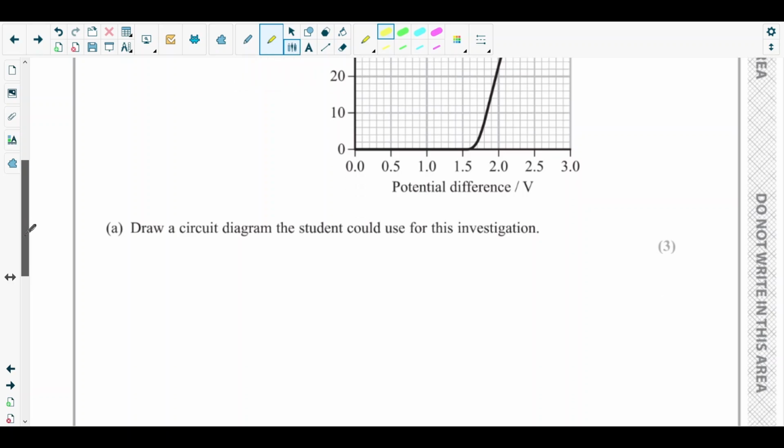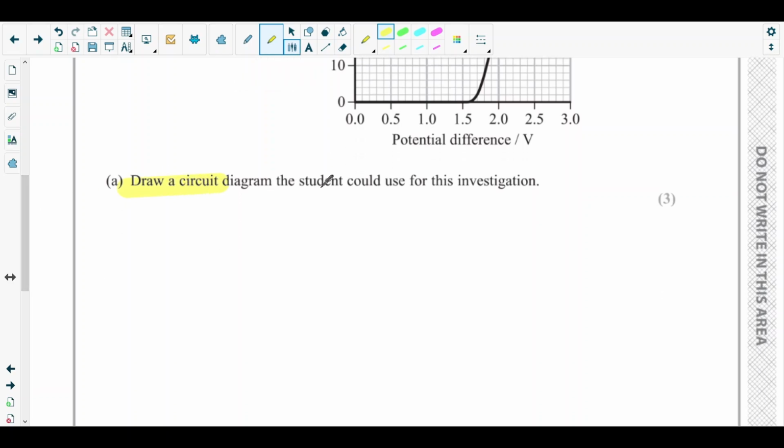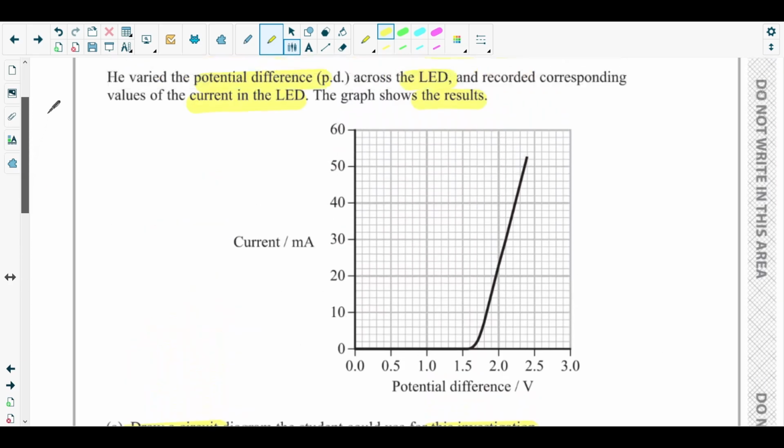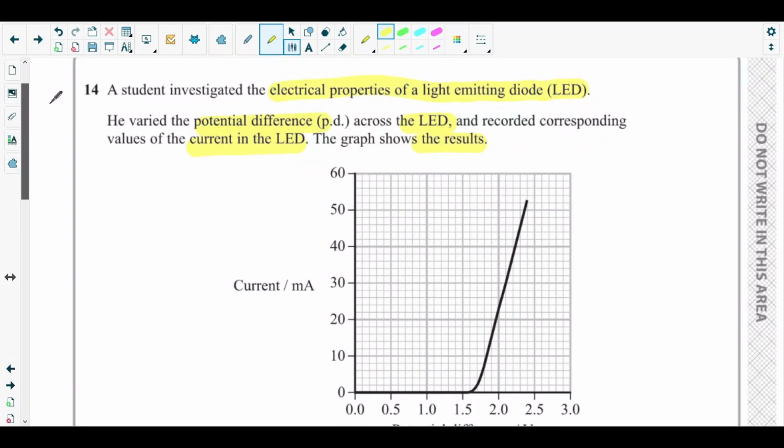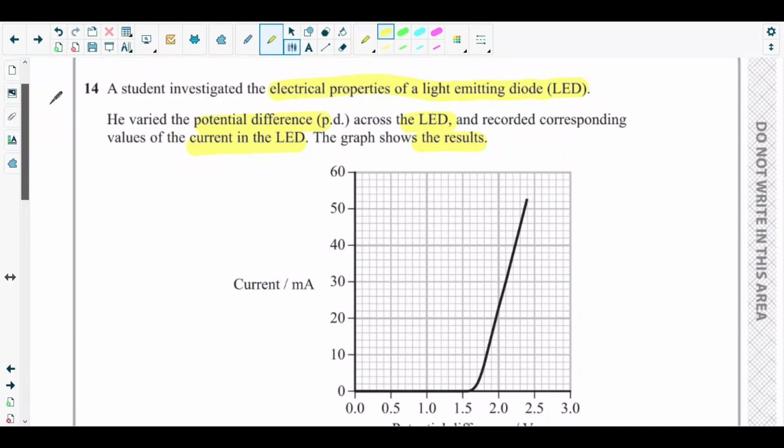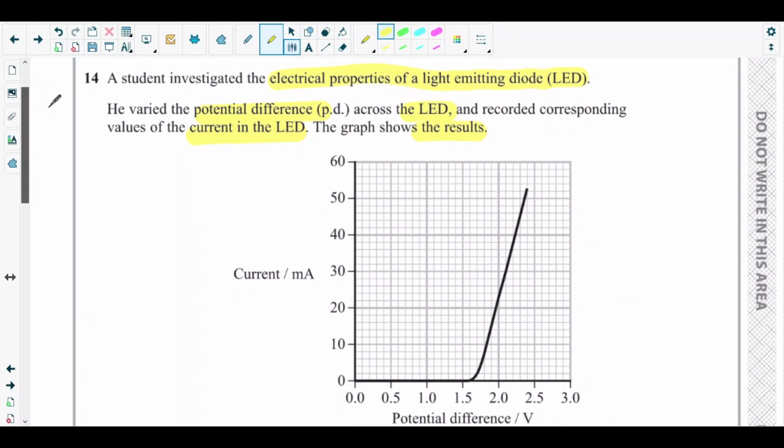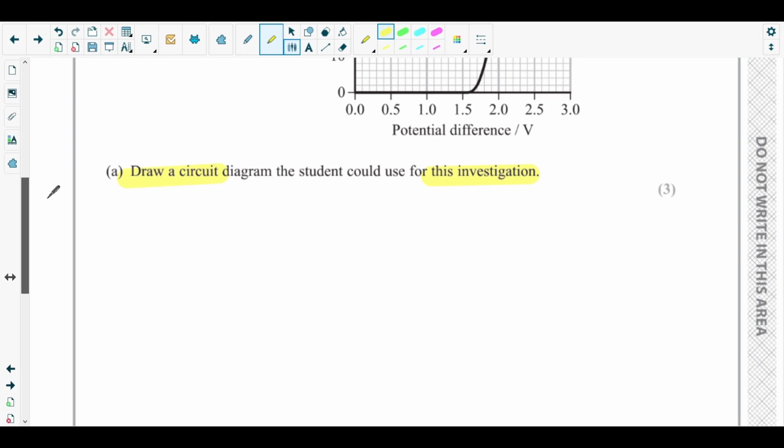Okay. So part A is asking here to draw a circuit diagram the student could use for this investigation. Basically, the student has varied the potential difference, the PD across the LED. So for that, we should have a system in the circuit. We definitely have an idea about how to draw a circuit, but we should keep in mind that for the LED, there should be a process to vary the PD across the LED. Okay, so let's draw the circuit.